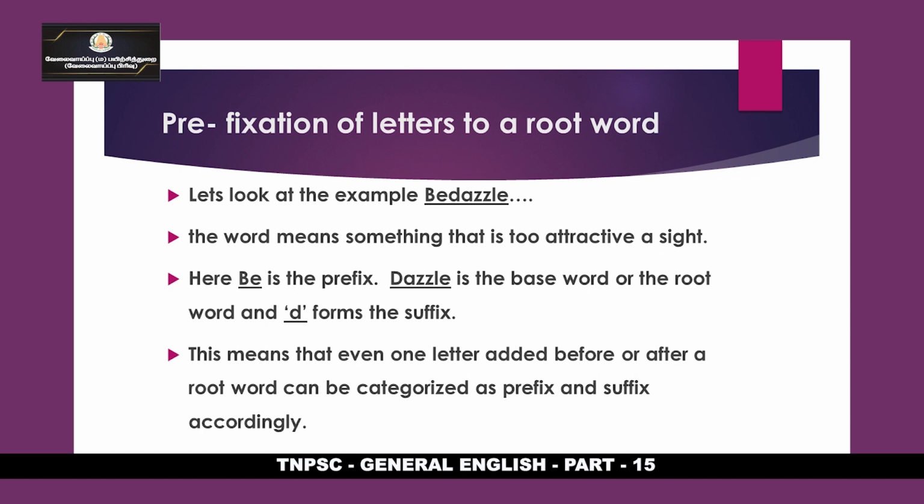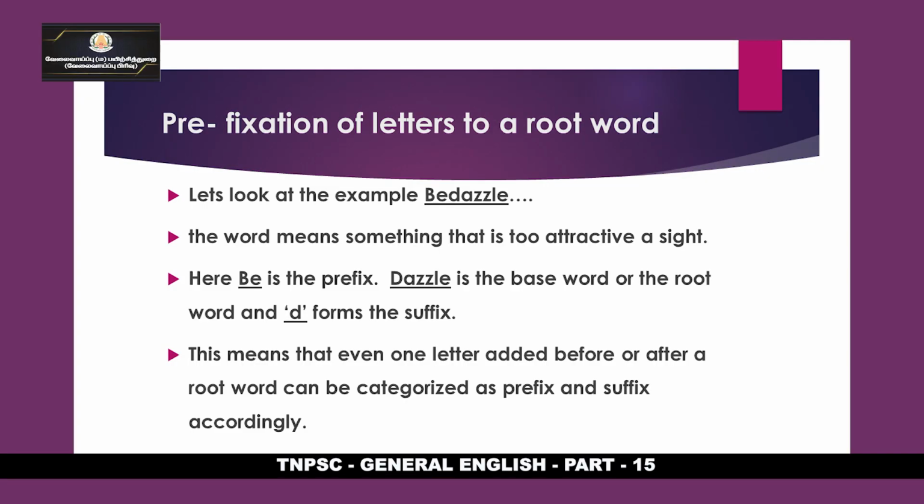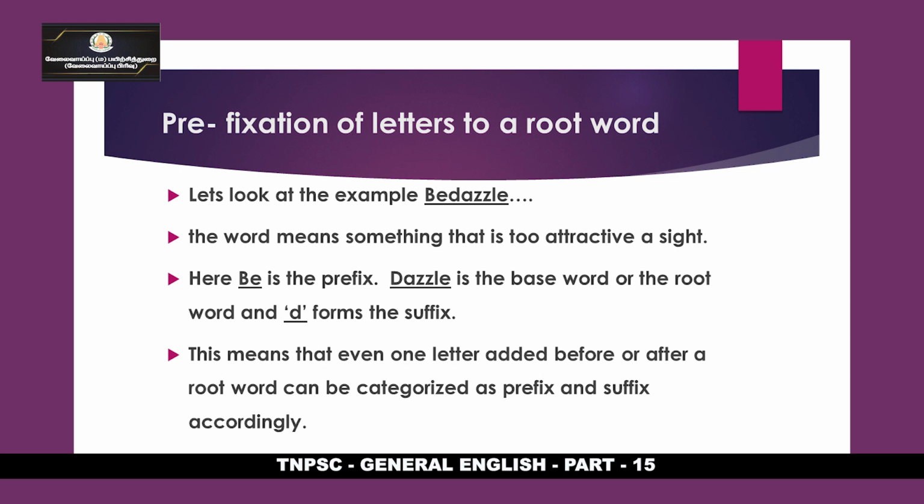We'll take an example of the word bedazzle. You pronounce it as bedazzle. Now it actually means something that is so attractive that you keep looking at it. So BE here becomes a prefix. Dazzle is the root word. Now dazzle, you know of course what is dazzle, very bright, something that can be shining or something that is very attractive and you get to look at it. And the letter D becomes the suffix.